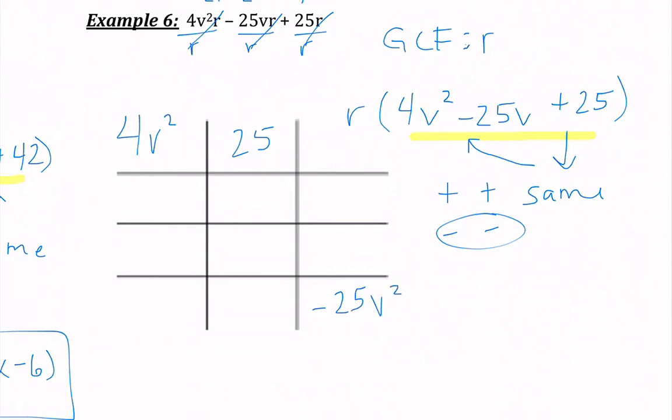And let's find my factors of 4V squared. So I know it's 4V times V, but we also have the option of 2V times 2V. Let's find the factors of 25, 1 and 25, 25 and 1, and then 5 and 5. All right, so I know I have to try each of these with 4V and V. If none of those work, then I'll move on to trying each of these with 2V and 2V. So 4V and V.